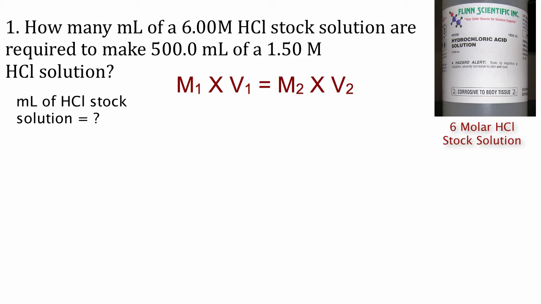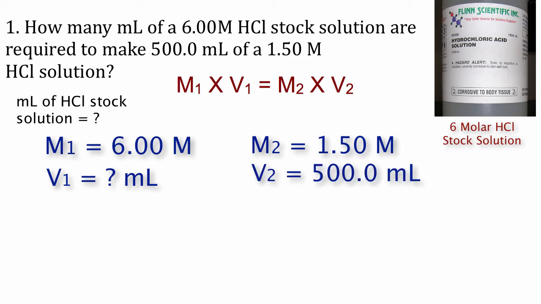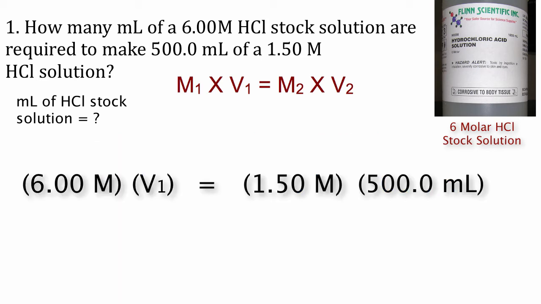Our first concentration is 6.00 molar HCl, but we are asked how many milliliters of that solution are required, so we don't know the first volume. The final concentration is 1.50 molar, and the final volume is 500 milliliters. We can now plug our values into the equation.